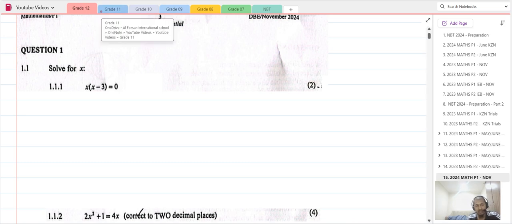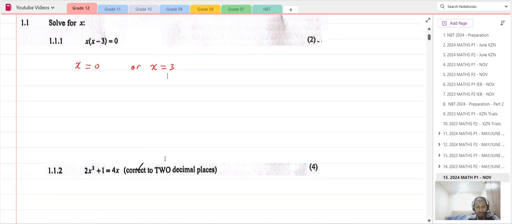We see that question 1.1.1 already has factors, so we can just write down the answer. It is already factorized. So x is equal to 0, or the second bracket needs to be equal to 0, so x is equal to 3. Obviously if x is equal to 0, 0 times the bracket would just be 0, or if the value of x is 3, 3 minus 3 is 0, and 0 times x will also be 0.